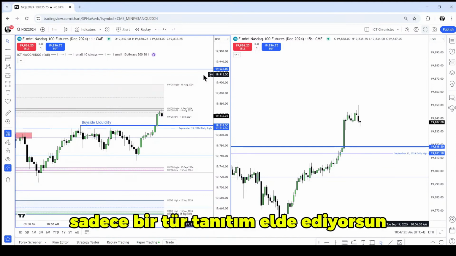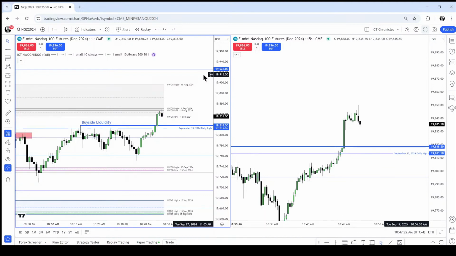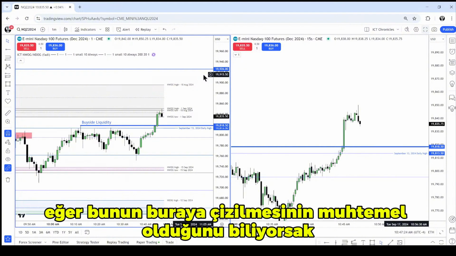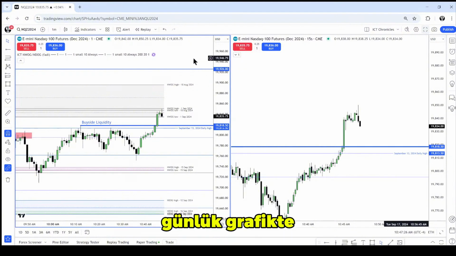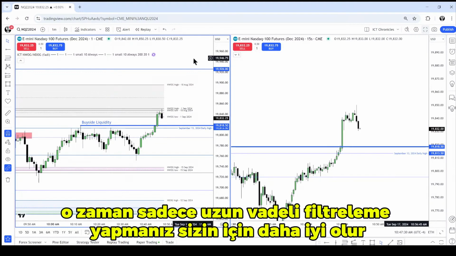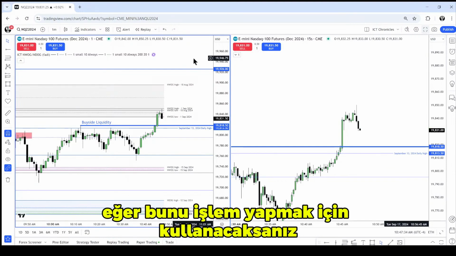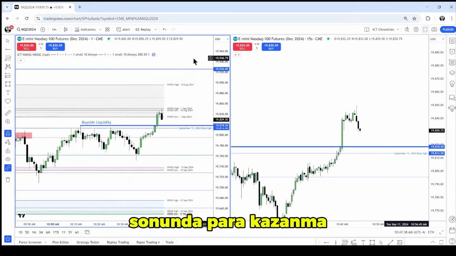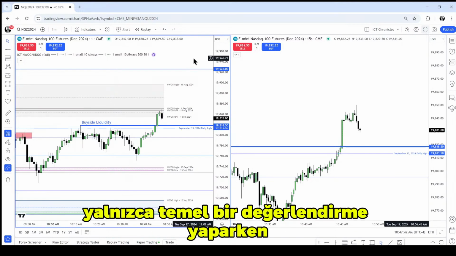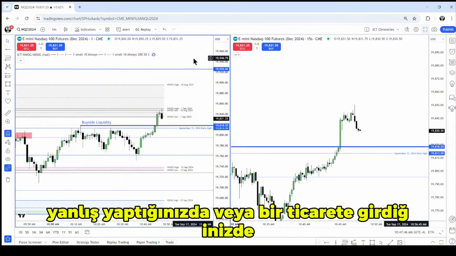You're just getting some kind of exposure in price action. Well, if we know that this is likely the draw here on the daily chart, then it's better for you to filter only going long if you're going to be using it to take trades with monetization at the end of it as a result. But don't think that way only while you're doing a baseline evaluation, because you want to see what it's like when you do it wrong.